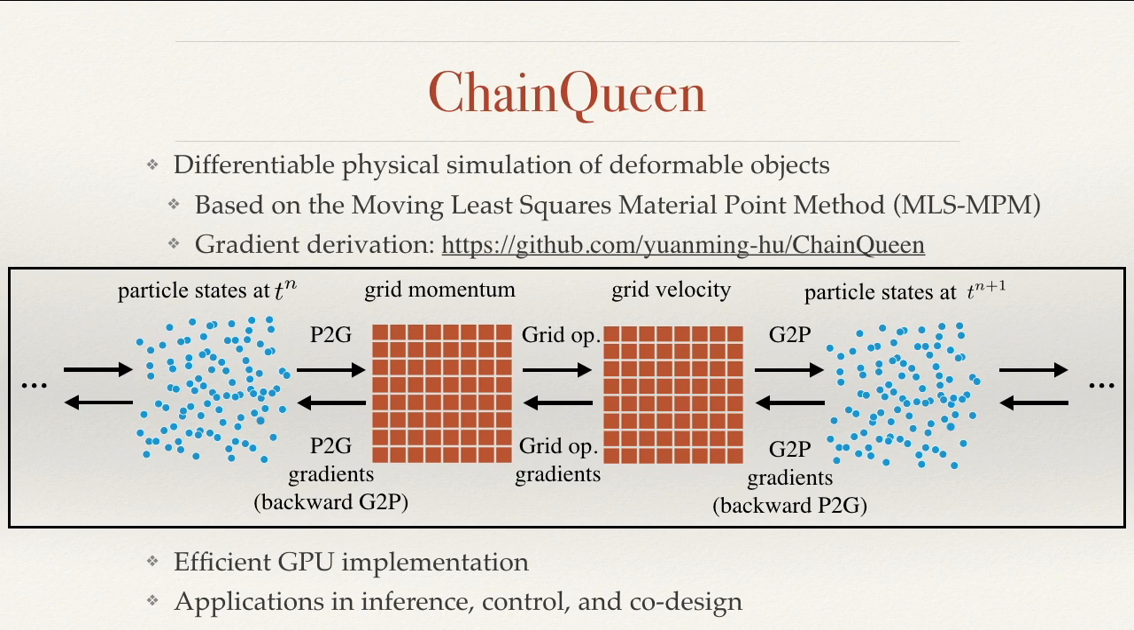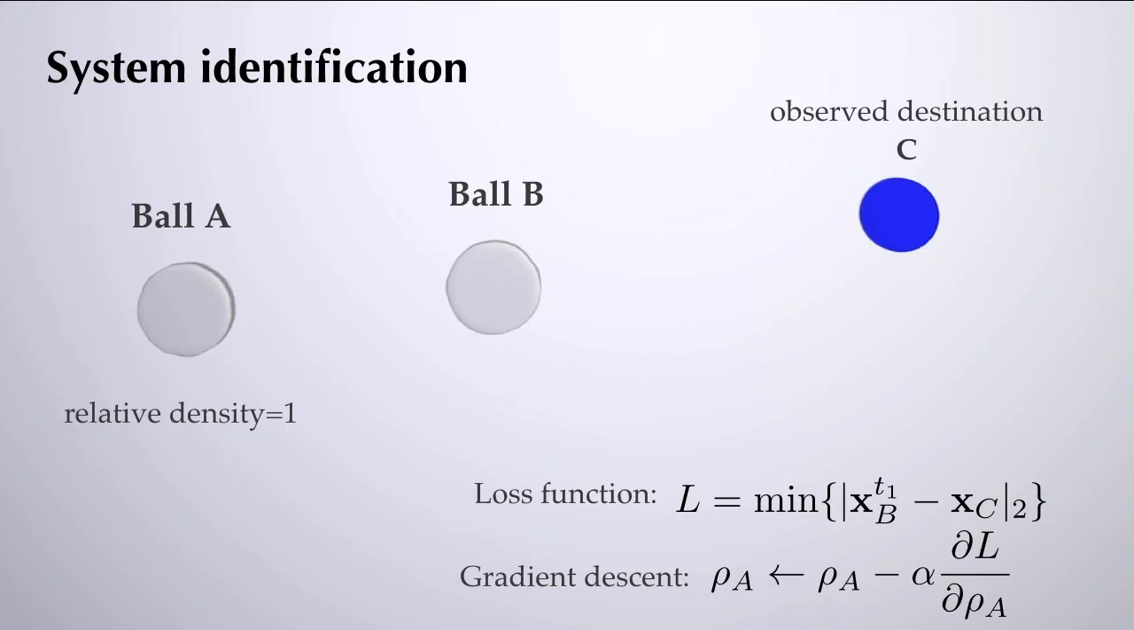If you look at a single simulation step of ChainQueen, it's basically just a usual material point method simulation. For the forward pass, you just do particle to grid operation and grid to particle. For backward, you're just executing all the kernels in a reverse manner so that you can accumulate the gradients from the final state to the initial state. The whole simulation can usually have hundreds or thousands of time steps. We implemented everything using CUDA on GPU, and let me show some applications.